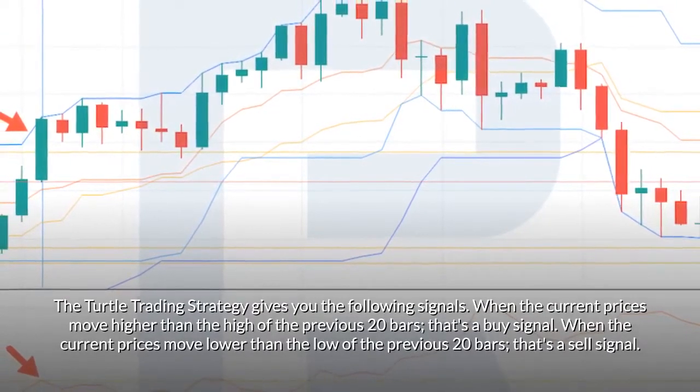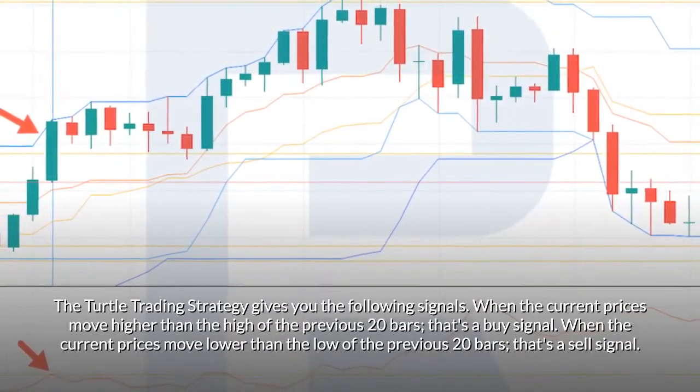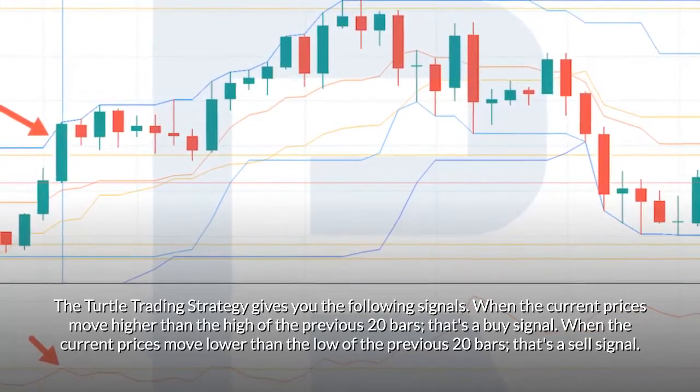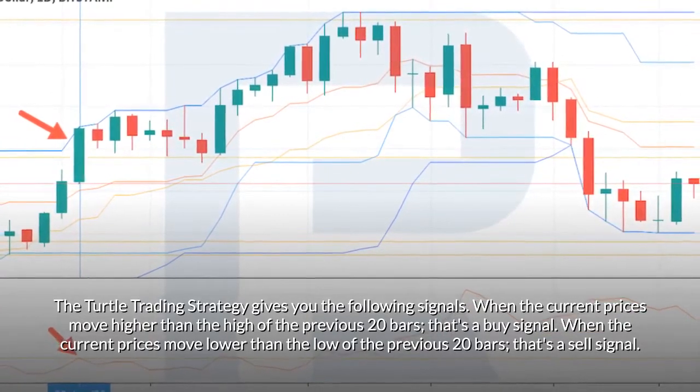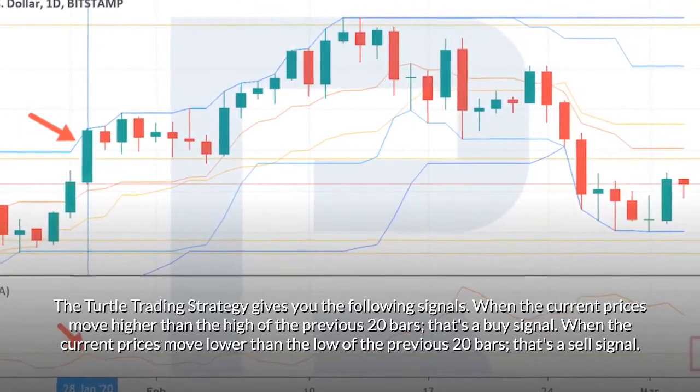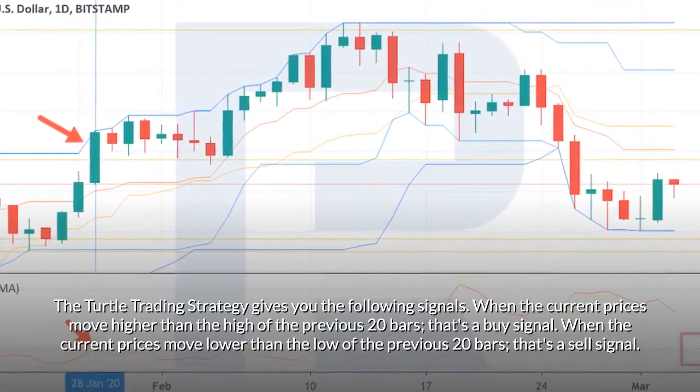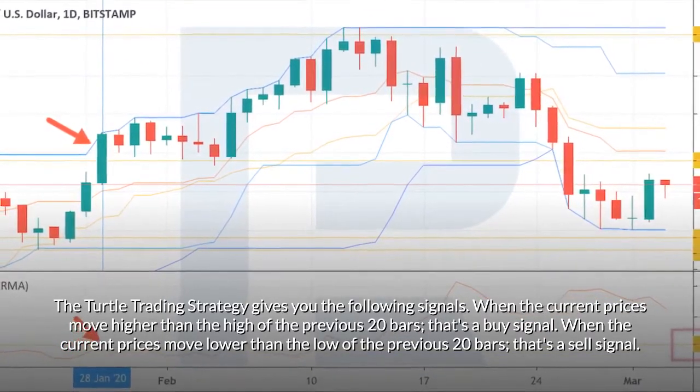The turtle trading strategy gives you the following signals. When the current prices move higher than the high of the previous 20 bars, that's a buy signal. When the current prices move lower than the low of the previous 20 bars, that's a sell signal.